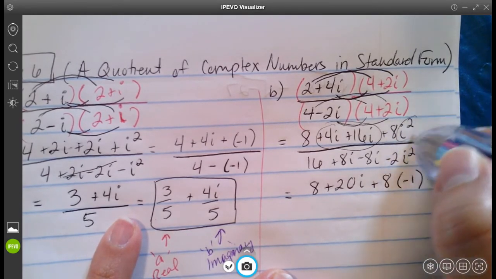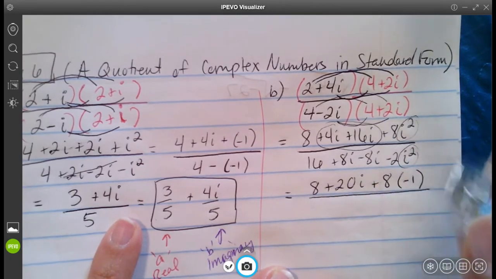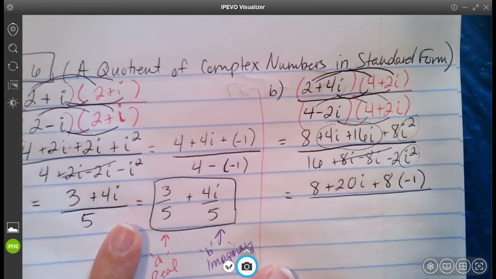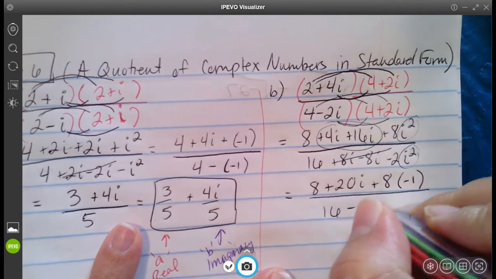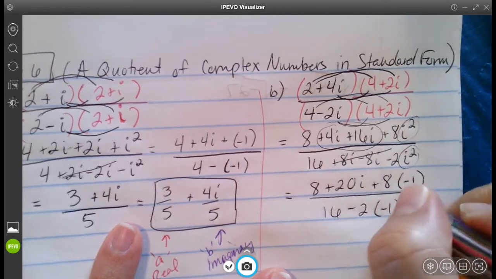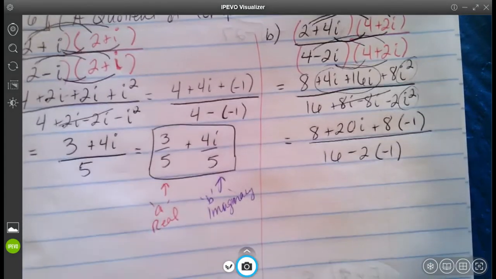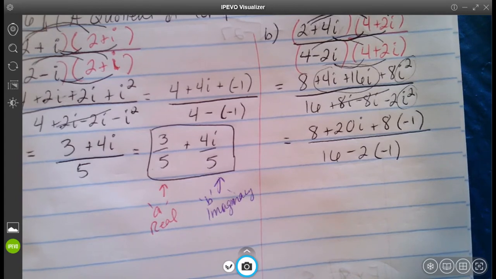Okay, I'm going to circle those so we don't forget them. All over, in the denominator, we can get rid of those. So that's going to give us 16 minus 2 times negative 1 again, because i squared is negative 1. I'm going to change colors here because I don't want it to be too confusing. So we'll use pink.